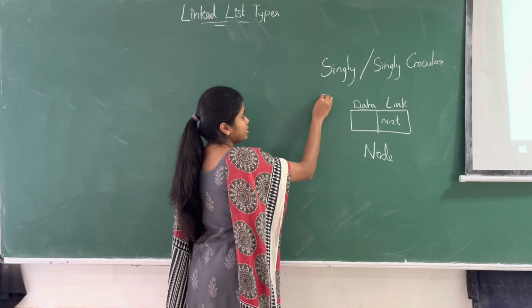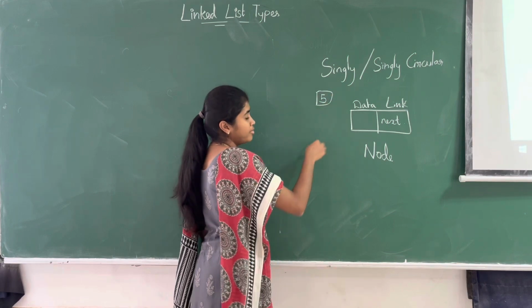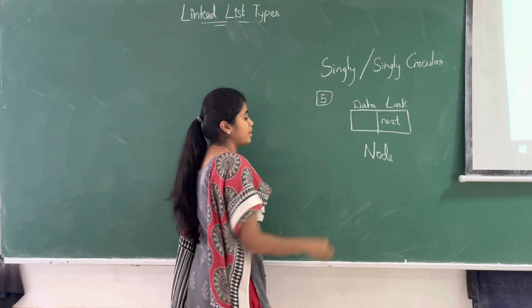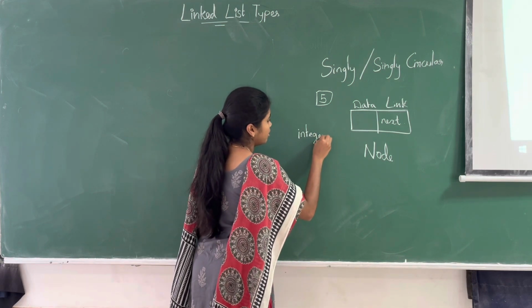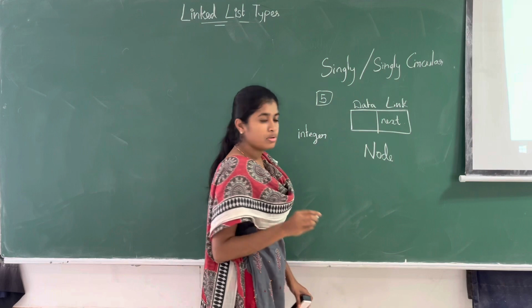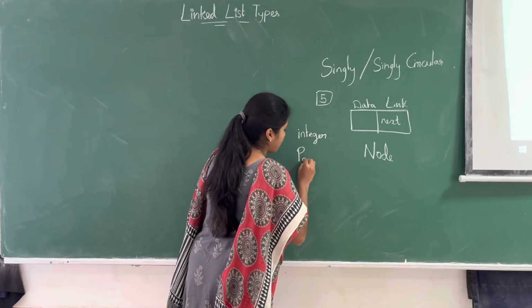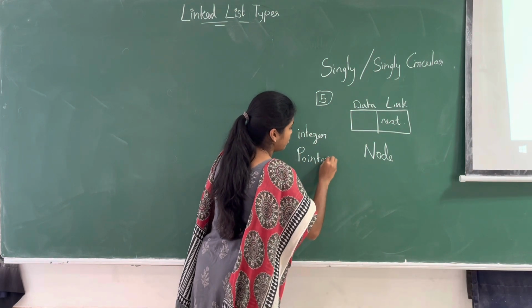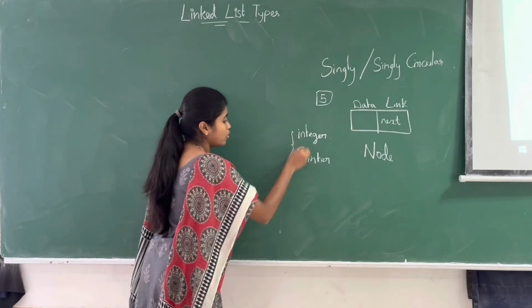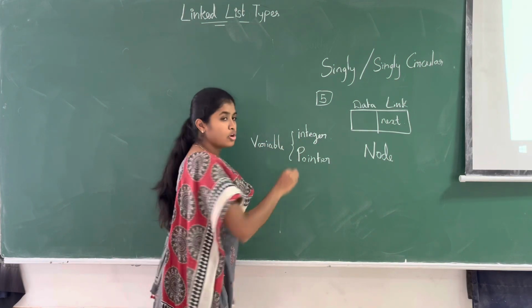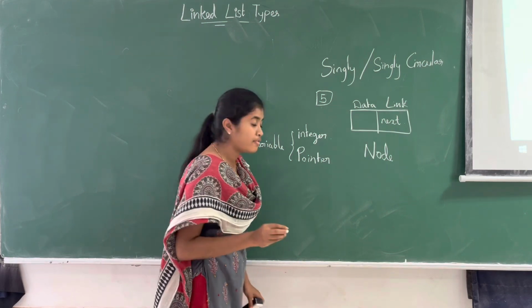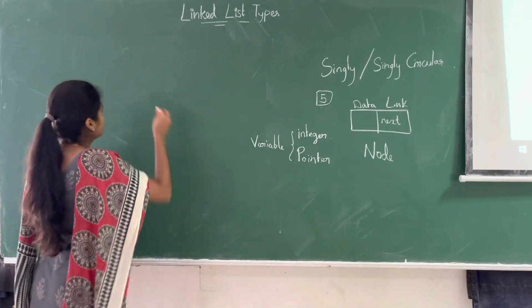For example, let us insert an element 5, where this 5 will be stored in the data part. So the data is of the type integer, and here the address is stored, which is of type pointer. Both these are variables, but not of the same type. So a user-defined type, structure, will be used.